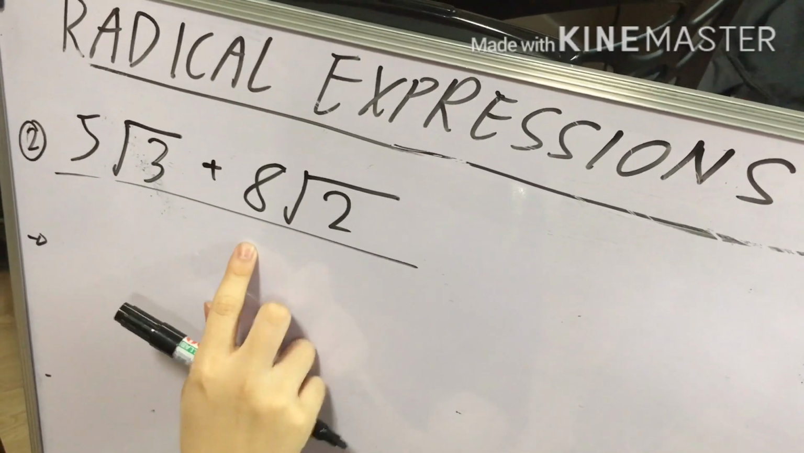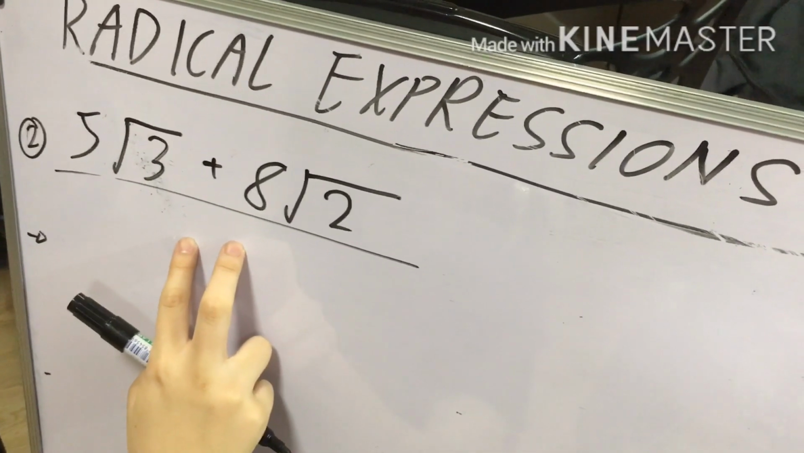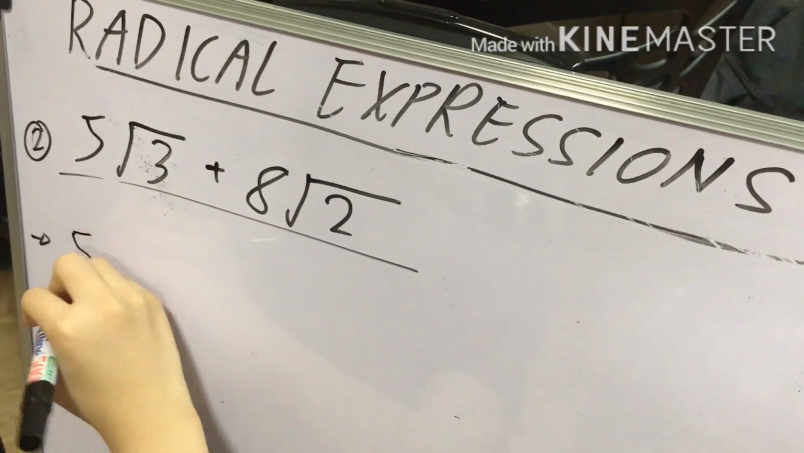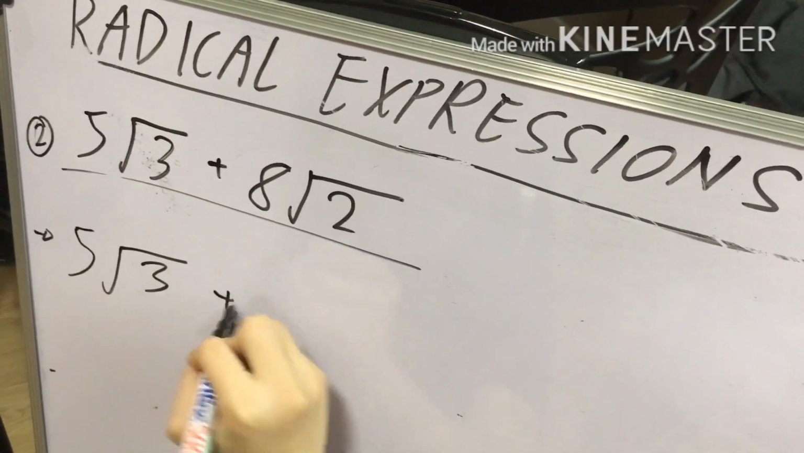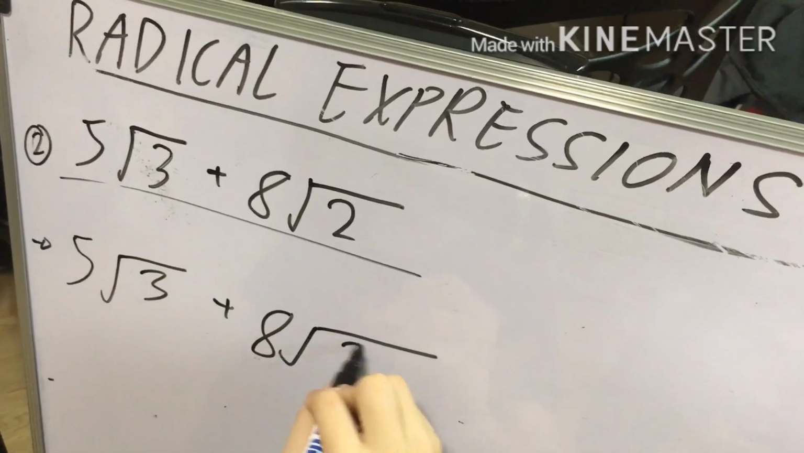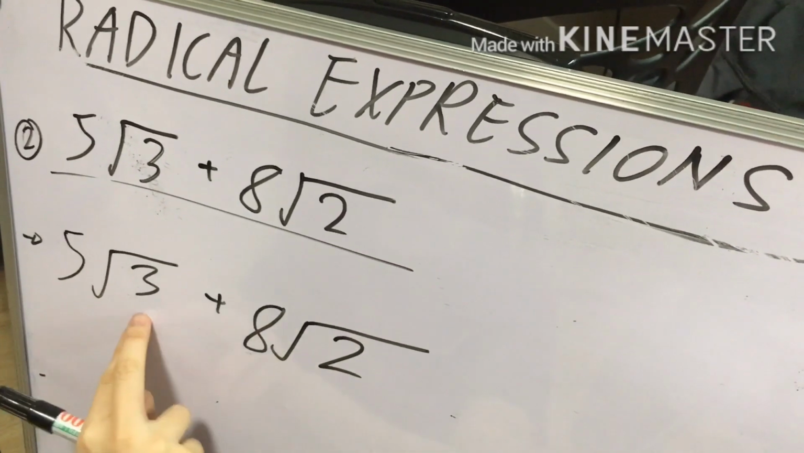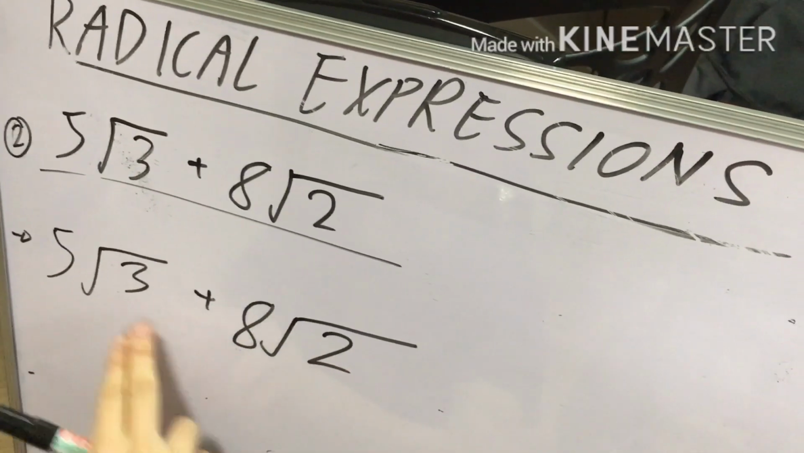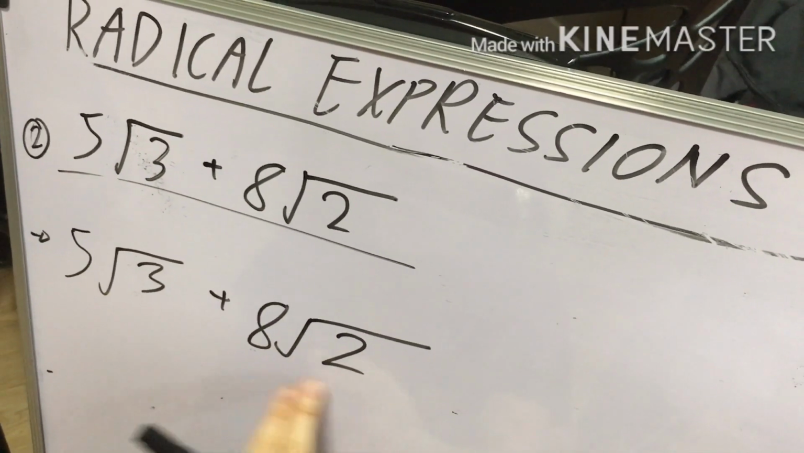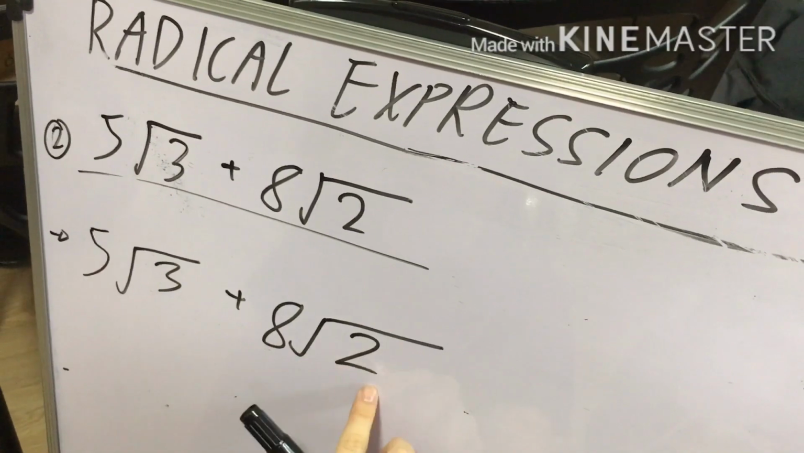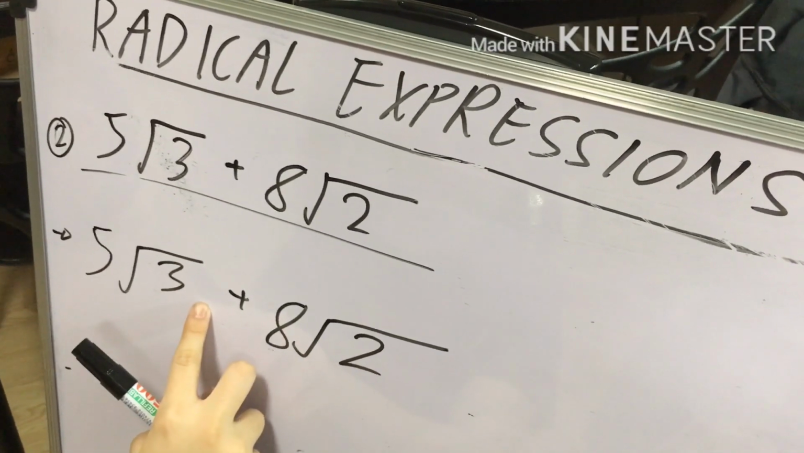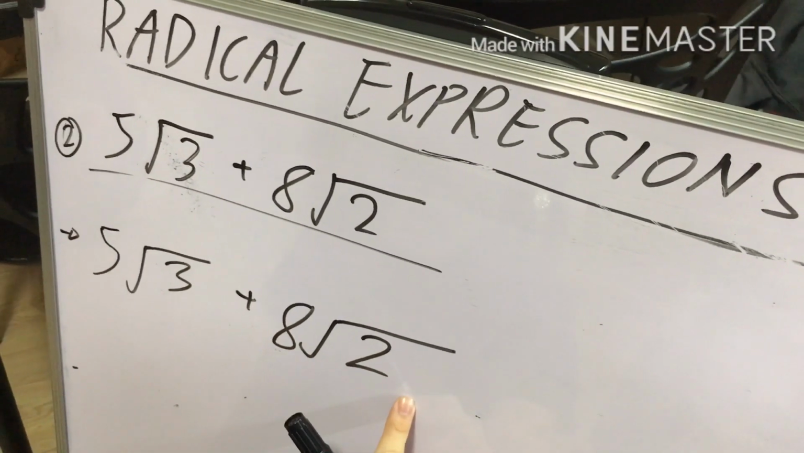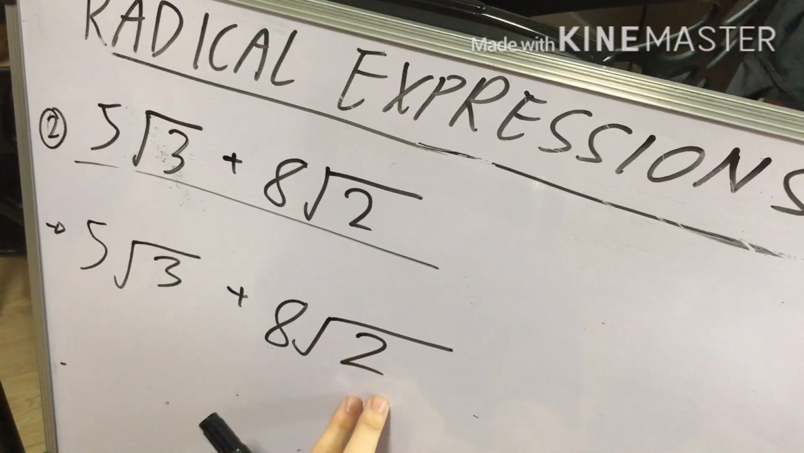Actually, upon solving it, it's actually the final answer already. Why? There's a reason. Just like what I've said a while ago, these are not similar. These are not like the square roots inside, or in other words, the radicand. They're not similar with each other. They're not like.